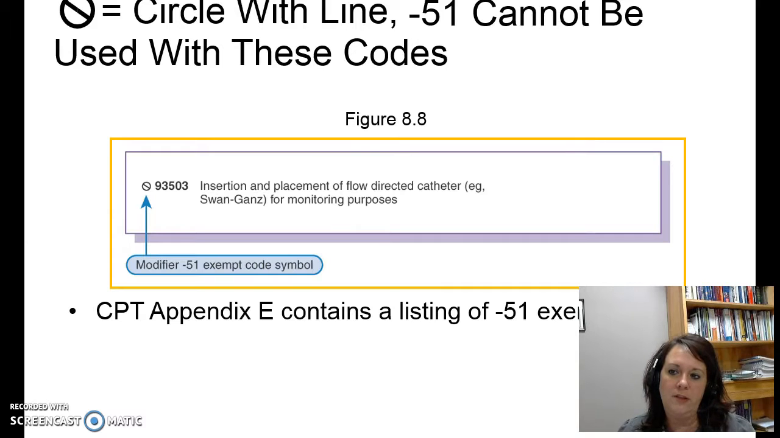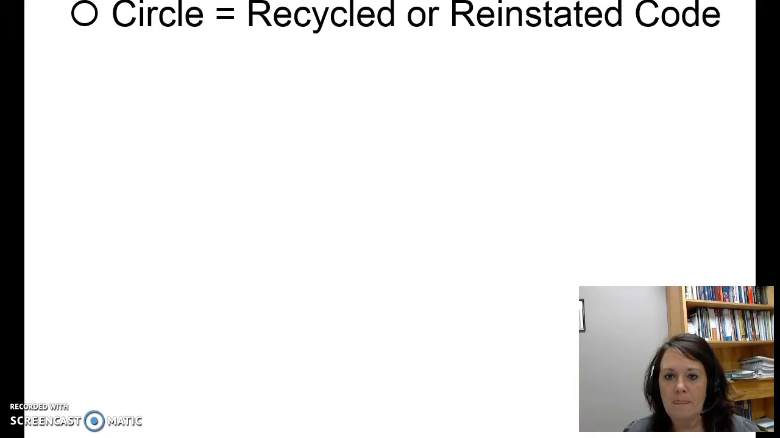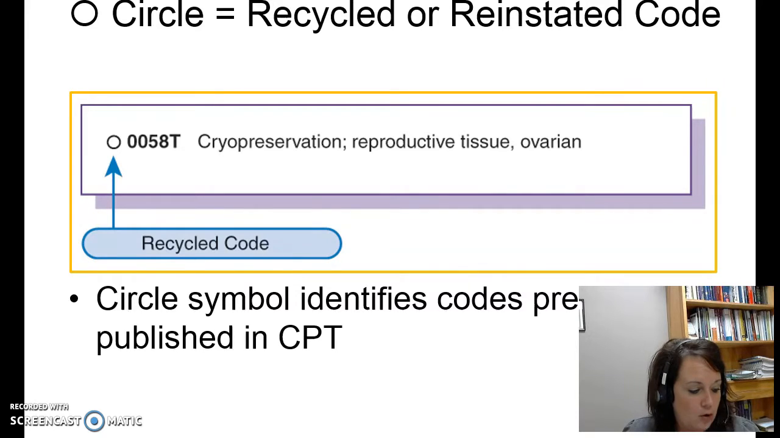The circle with a line through it means modifier 51 cannot be used with these codes. The way you would say that as a coder and look really smart is modifier 51. Appendix A in the back of your CPT book has all modifiers, and we have a whole chapter on them, so we'll get back to those later. The circle means it's a recycled or reinstated code. That has its place as well.